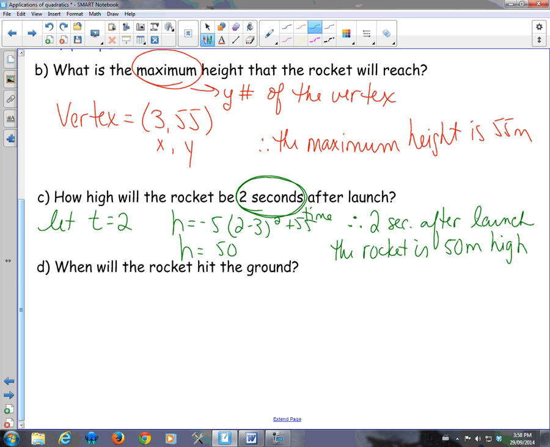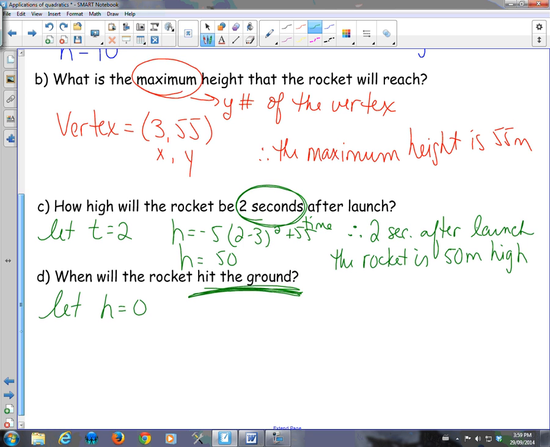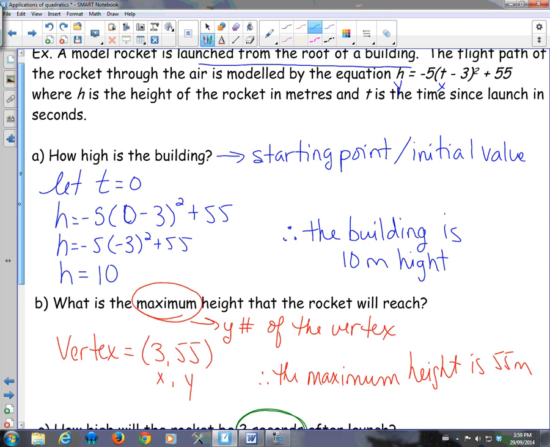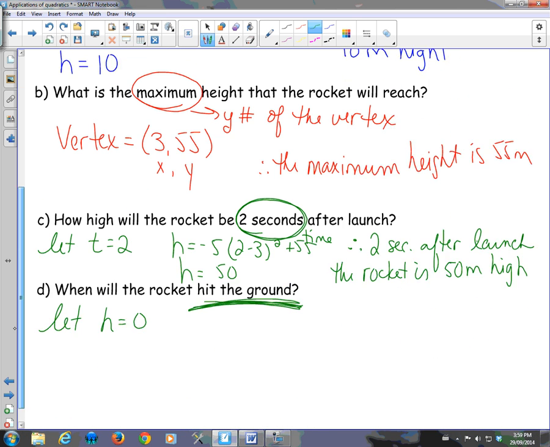And last one, when will the rocket hit the ground? There's the last one I was talking about. When it hits the ground is when the height is 0. That is your x-intercepts. When it hits the ground, that's when the height is 0. It's no longer in the air. So if the height is 0, I'm going to take out the h and put in 0 and solve that.